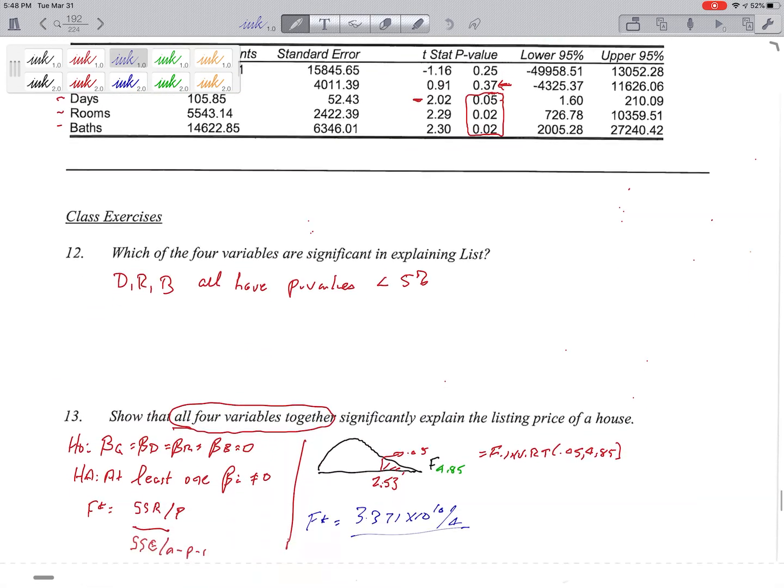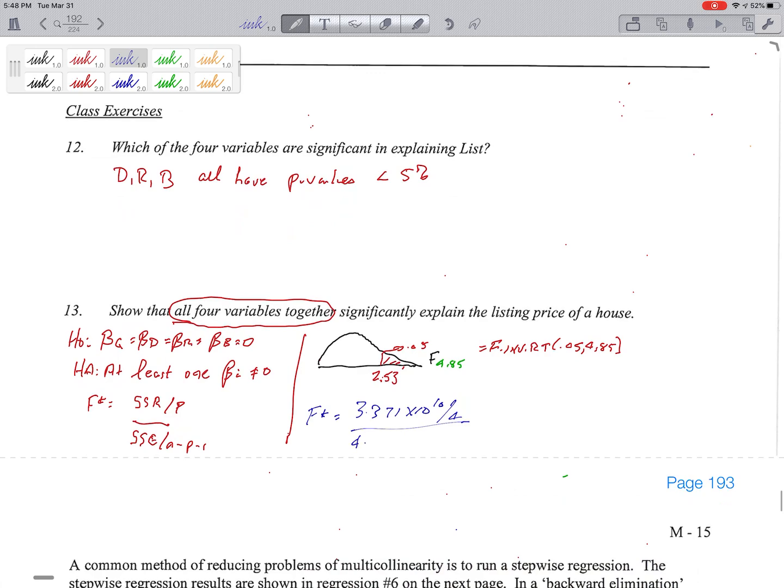4.228 times 10 to the 10th power divided by 85. Yeah, and that comes to 16.94, which is way over here. So we're going to reject H0.